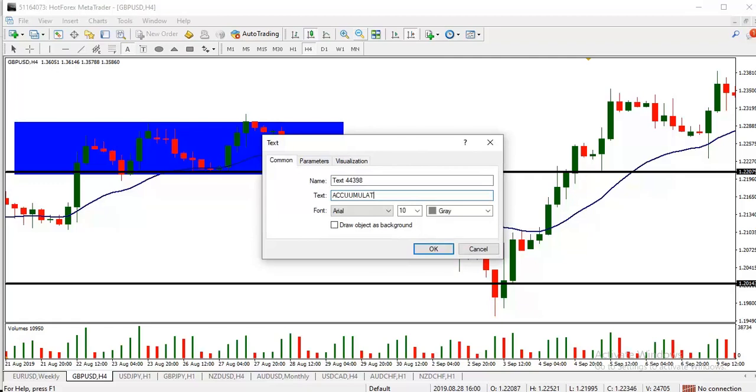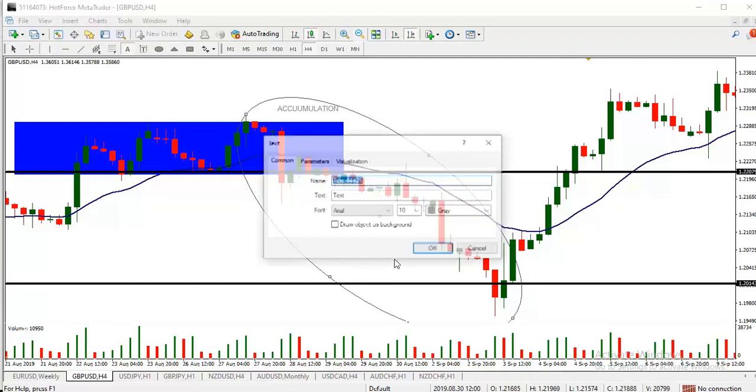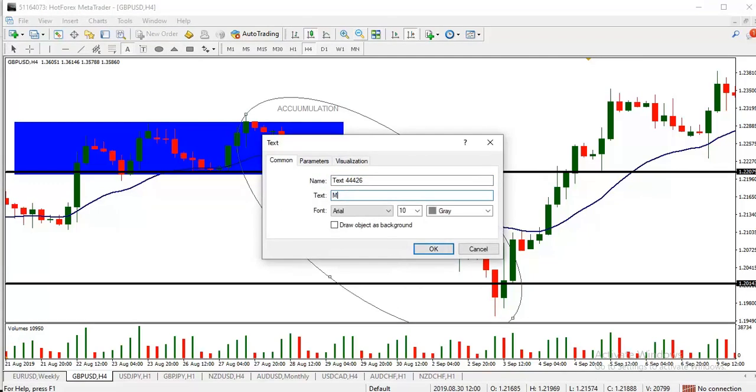Accumulation. Yeah, this particular box we are seeing is accumulation. Then this particular level, this particular move downward was the manipulation. This is it, manipulation. They manipulated us thinking that they are going to sell the market.